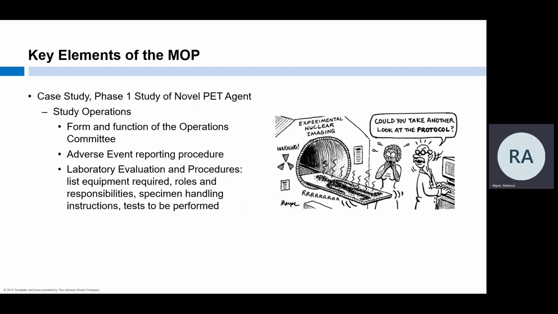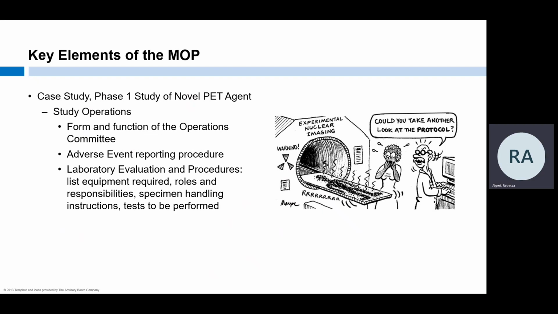Among other things, the MOP also established the form and function of the operations committee, elaborated on the adverse event reporting procedure to ensure that obligations could be met, and fully fleshed out how the arterial blood samples would be processed, as well as the tests to be performed to generate the required data.